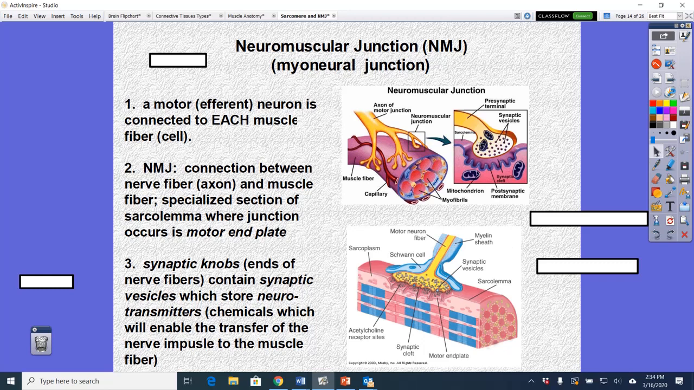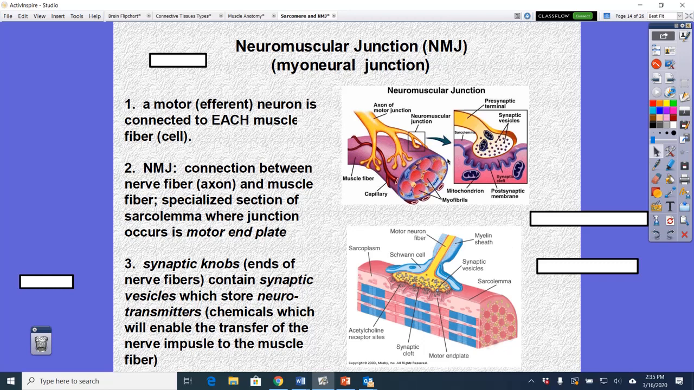The area of sarcolemma where that motor neuron attaches is called the motor end plate. That motor neuron doesn't connect across the whole muscle fiber. It's only going to connect at certain areas, and those specific spots are called the motor end plate. Again, it's just an area of sarcolemma. Remember that the sarcolemma is the cell membrane of a muscle cell. It's got all kinds of proteins in it, it's going to allow passageway of ions, and it's going to be semi-permeable.